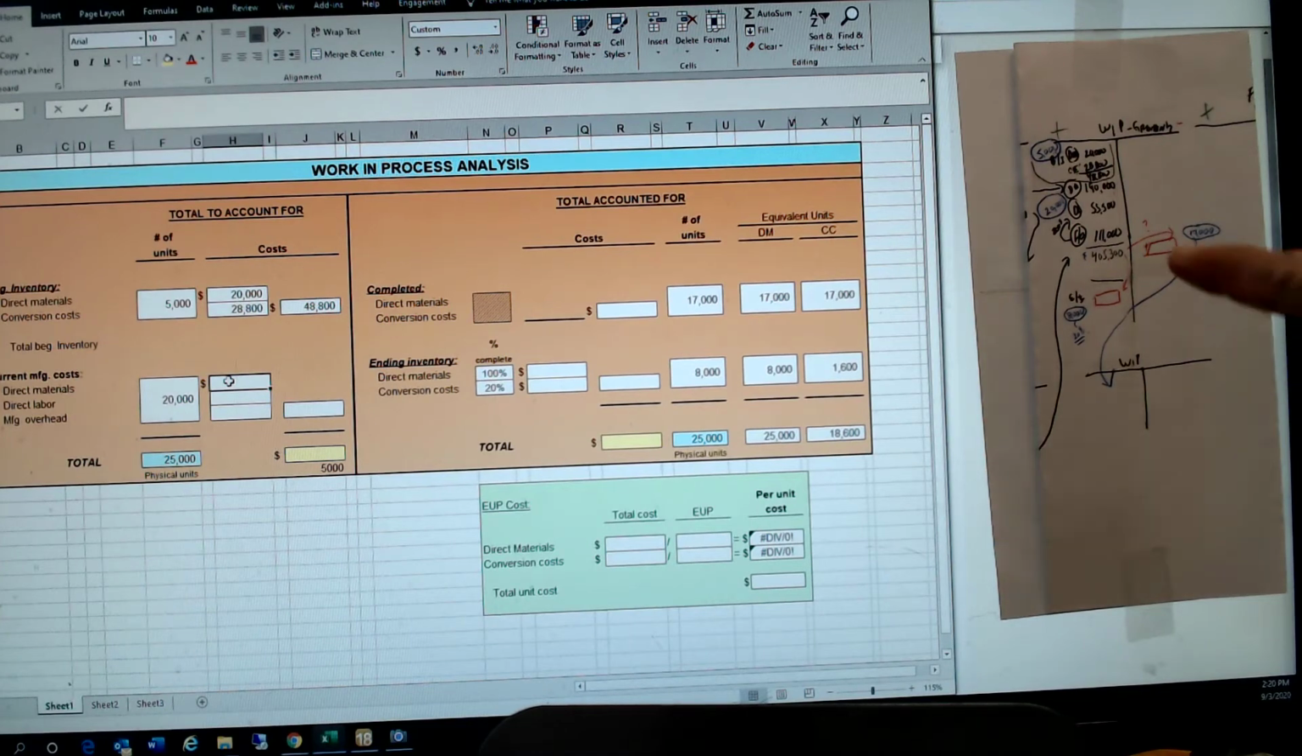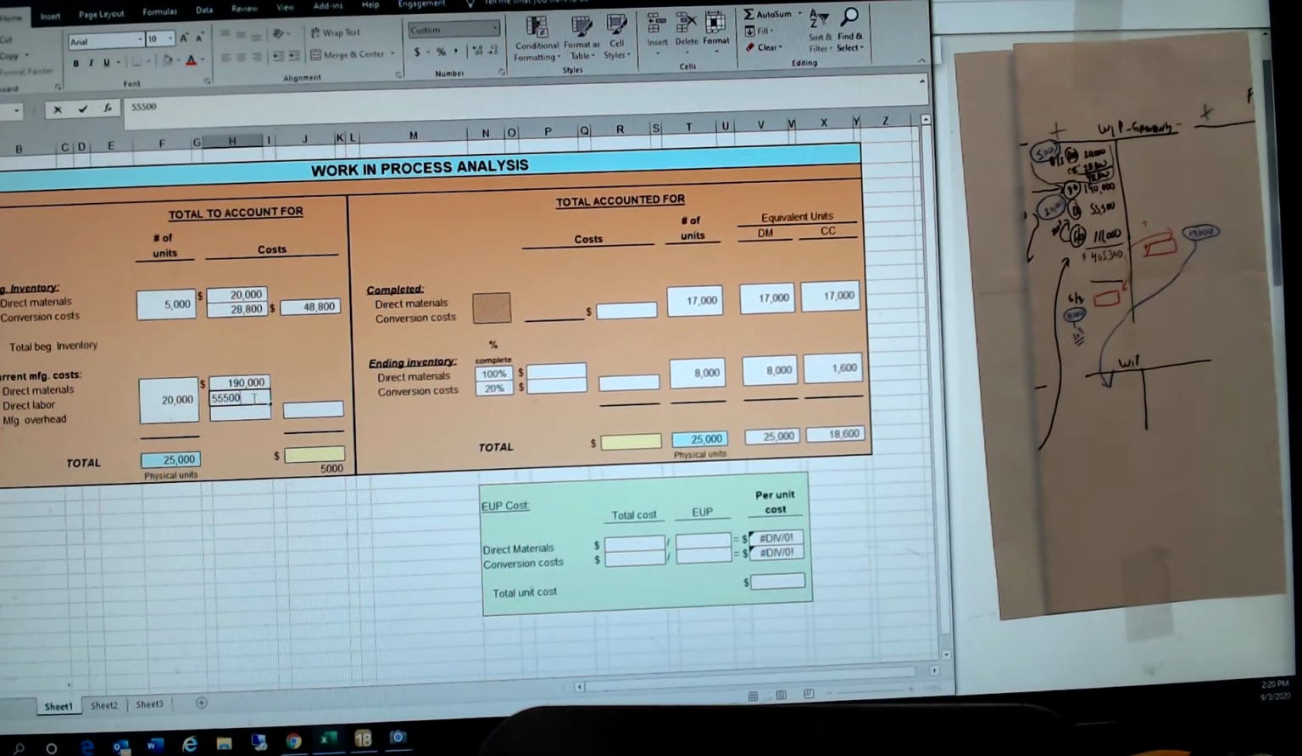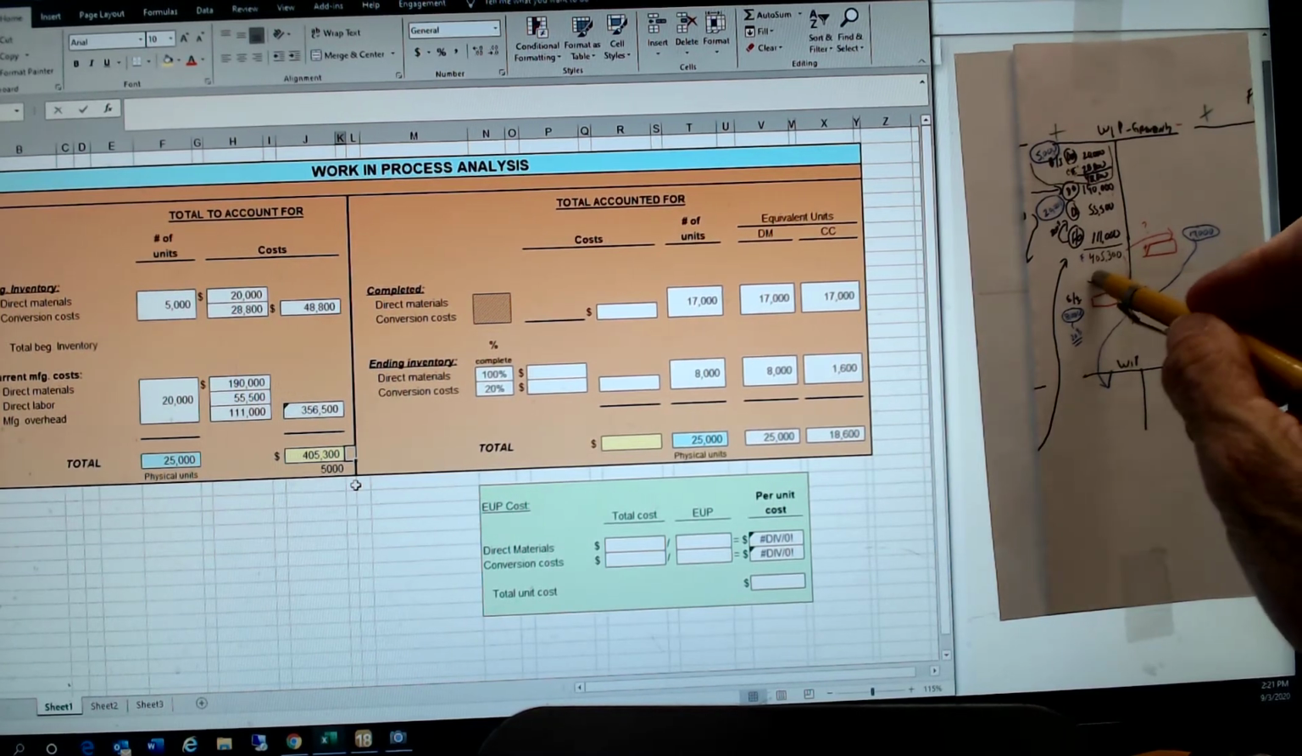Current manufacturing costs, that's these, what I added this period. 190,000 in materials, 55,500 in labor, and 111,000 in manufacturing overhead. I'm just going to sum these up to get a grand total of, equals this plus this, 405,300. And notice that's what this is, 405,300.